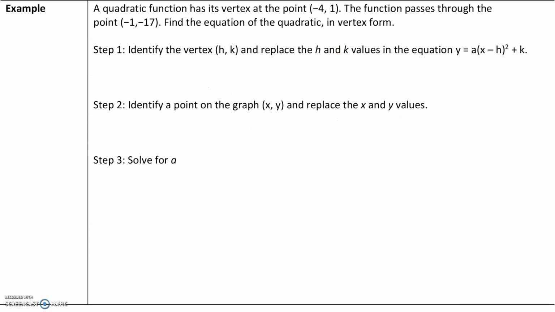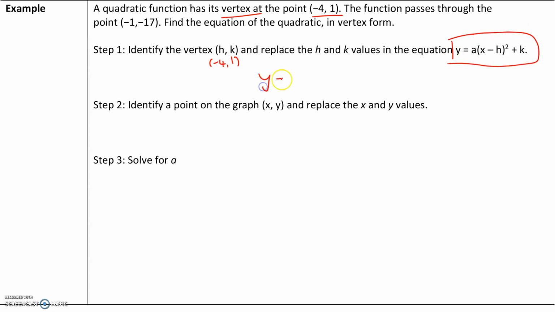Next example is the same thing, except instead of a graph, we're actually given the vertex and a point. So let's go through our 3 steps. Step 1, identify the vertex, which we know is the point. So the vertex is negative 4, 1, which means the h value is negative 4, k value is positive 1, and we're going to replace it in the equation that's in the vertex form.